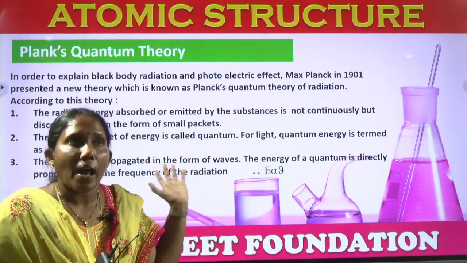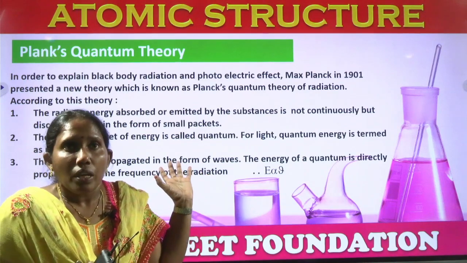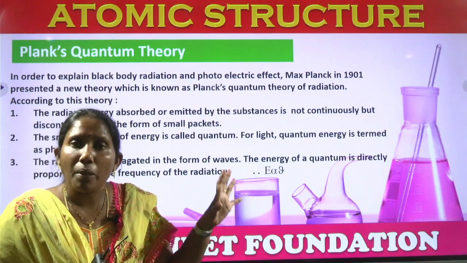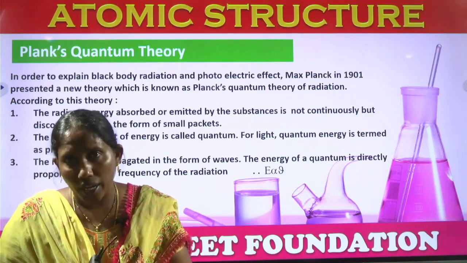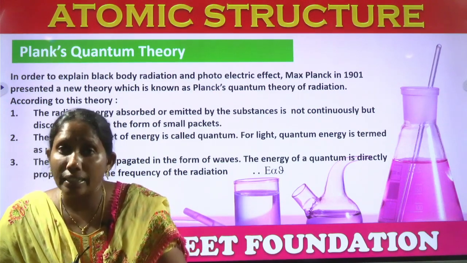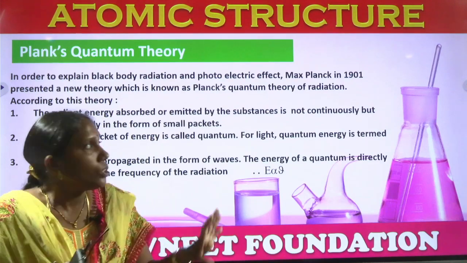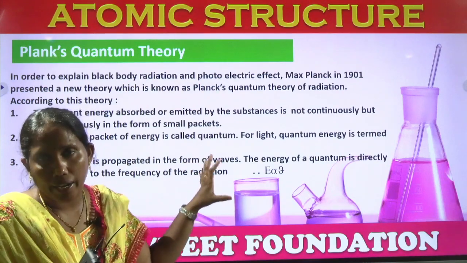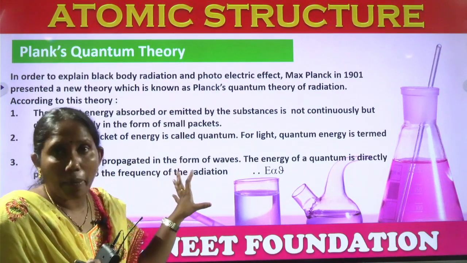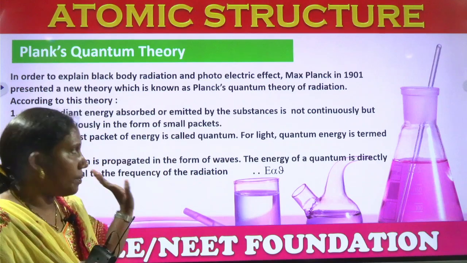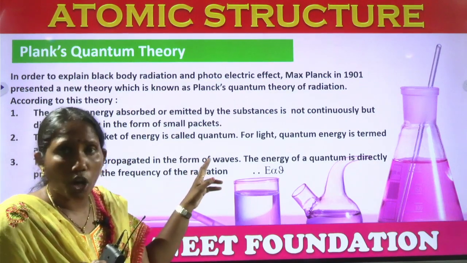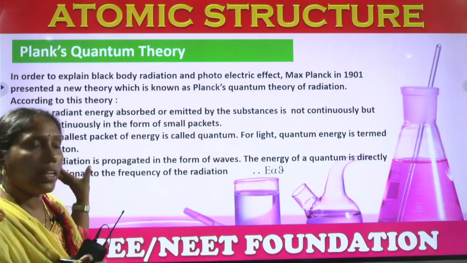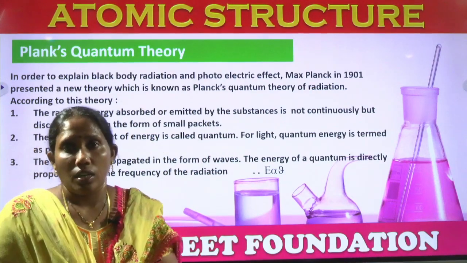Based on that, Planck's quantum theory explains that the radiant energy produced or emitted from a body is not in a continuous manner, it is in a discontinuous manner, in the form of small packets. Those small packets are called quanta. What is that? Small packets are called quanta. So for light, the quantum of energy is termed a photon.